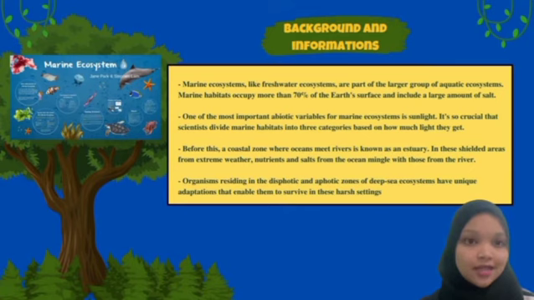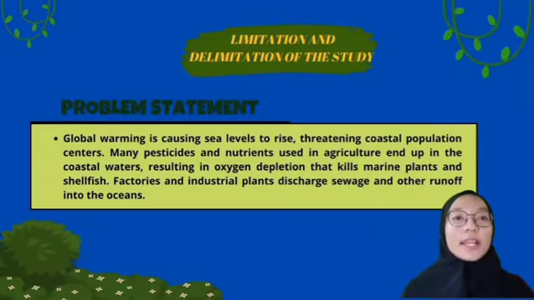Limitation and delimitation of the study. Problem statement. Global warming is causing sea levels to rise, threatening coastal population centers. Many pesticides and nutrients used in agriculture end up in the coastal waters, resulting in oxygen depletion that kills marine plants and shellfish. Factories and industrial plants discharge sewage and other runoff into the ocean.